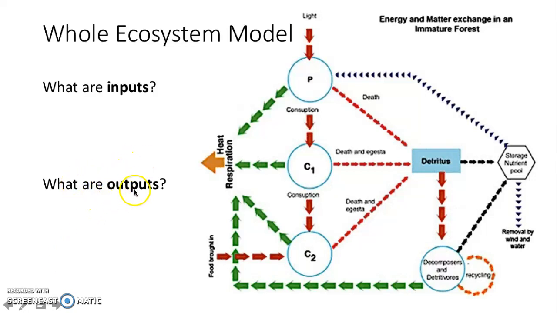And then it asks what are outputs. If we're looking at our whole ecosystem model, I see that some matter, some nutrients, are removed by wind and water, just carried out of the ecosystem. I also see that it says heat respiration. This is just referring to energy lost in processes within organisms.